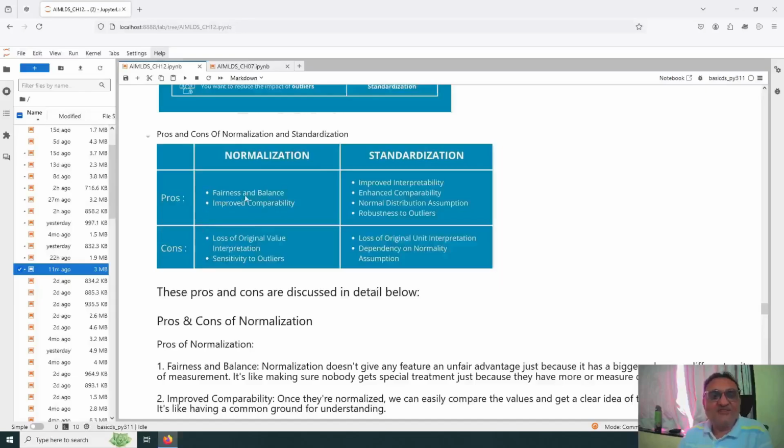Normalization brings fairness to your machine learning models and balance to your machine learning models. Now, these two words are very, very important, because when one practices machine learning in industry or real life, many critics of machine learning point out this thing, fairness.